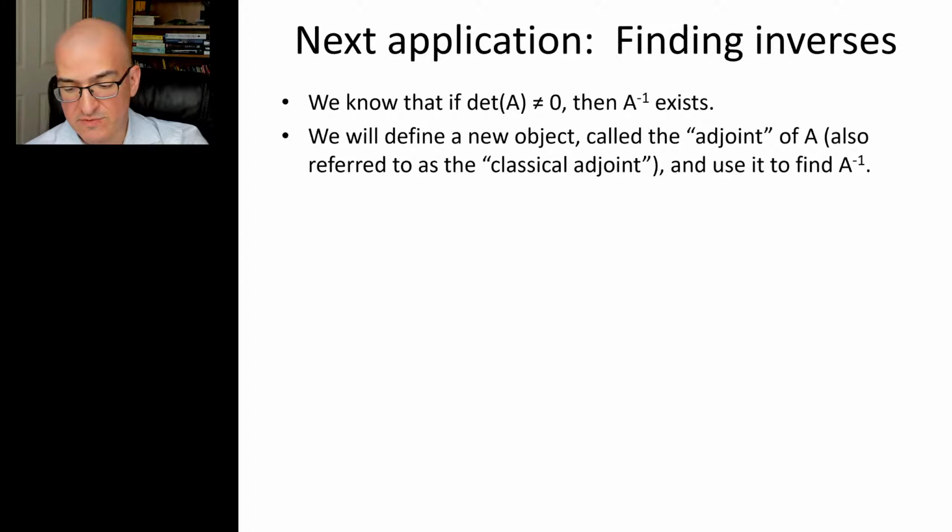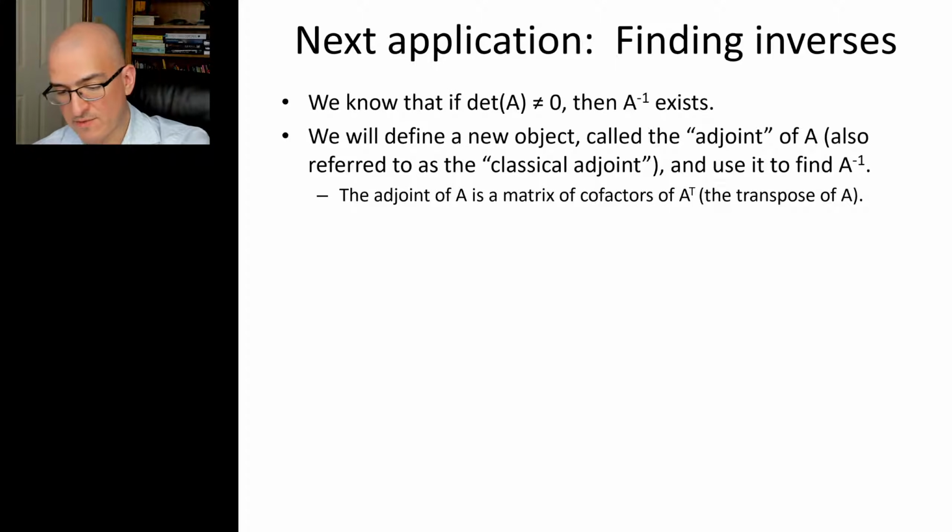To use determinants as part of the procedure to find inverses, we're going to construct a new matrix called an adjoint, and then we're going to relate this adjoint to the inverse and the determinant. We're going to combine them. This adjoint matrix is constructed through a bunch of cofactors. It's actually just a matrix of cofactors of the transpose of A.